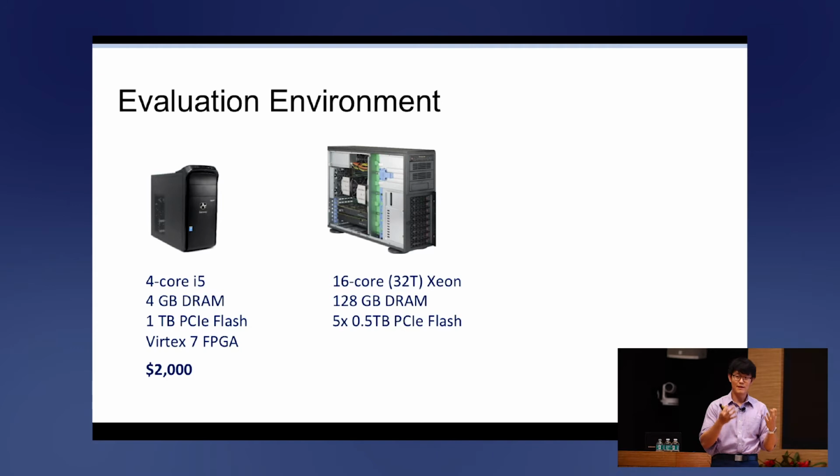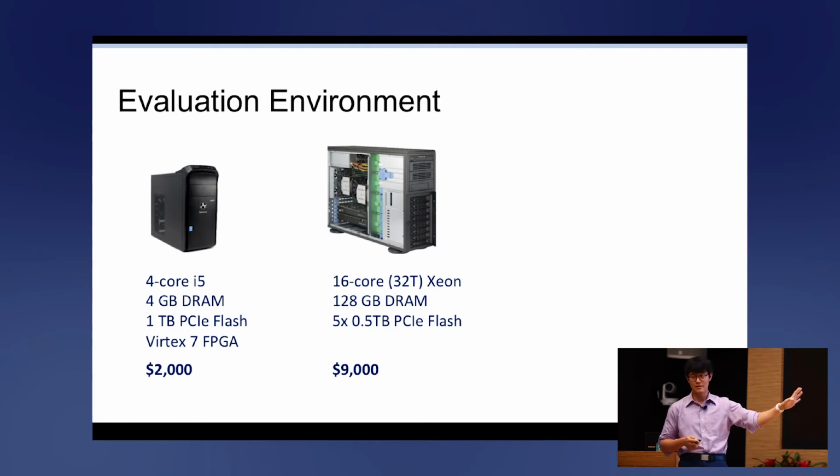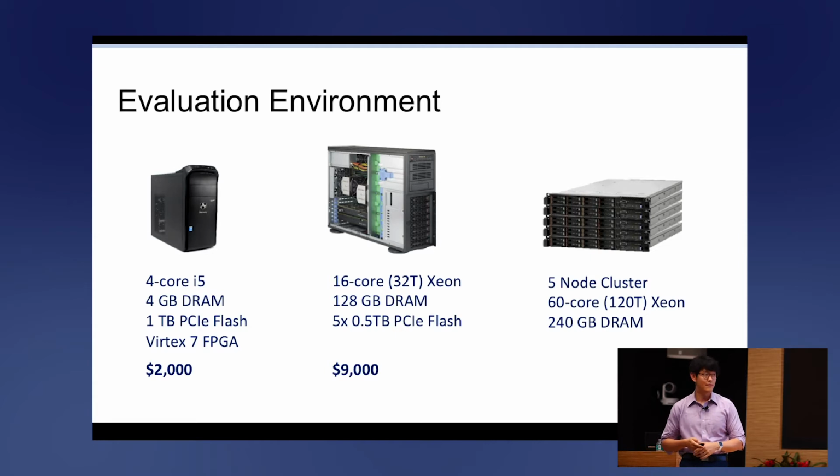So even then, even in terms of flash performance, there was a difference. And there's a third, and this machine cost us about $9,000 to buy at the time. And there was a third system, which is a 5-node cluster, adds up into 60 cores, 128 threads of Xeon processing, and 240 gigabytes of DRAM in total.